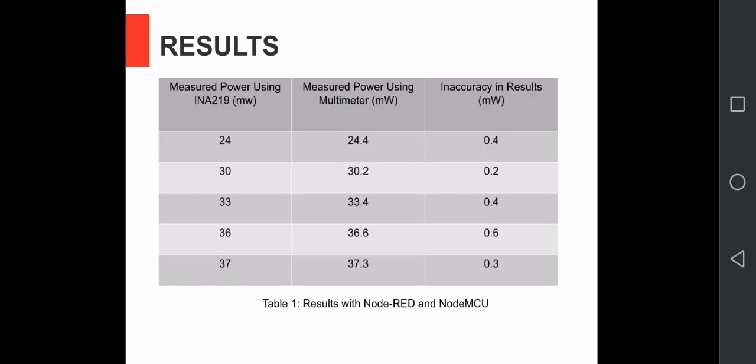We're going to discuss them later, but first we are going to talk about the results that we obtained from the Node-RED and Node MCU setup. As you can see, we made a system that showed the power output to within as close as 0.4 milliwatts. So that is not a lot of inaccuracy in our results. We compared the results of a multimeter and the power sensor setup that we used. As you can see, there is a little inaccuracy in the results, but all is well, job well done. We did not have a lot of failure in this project.